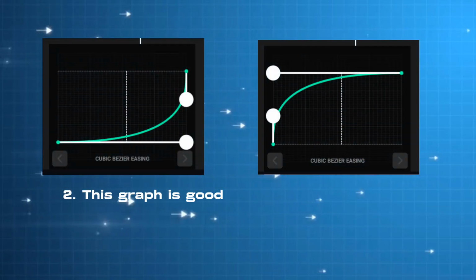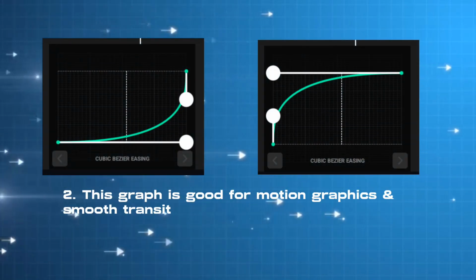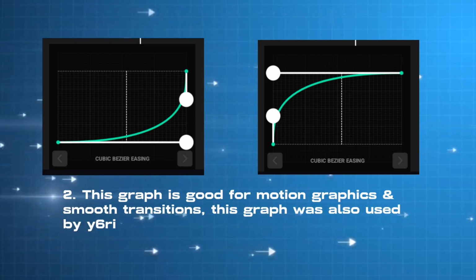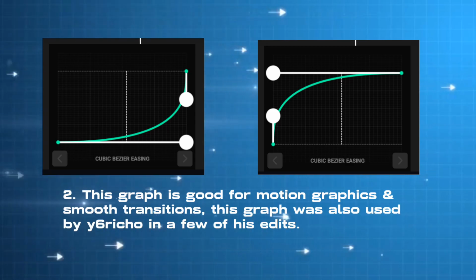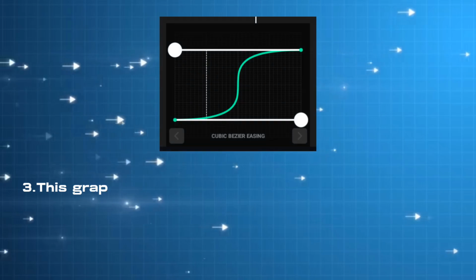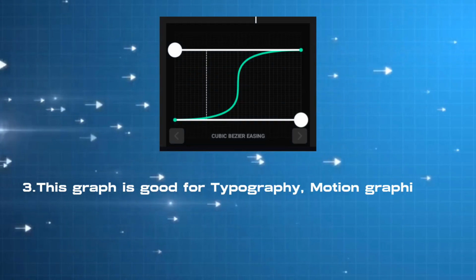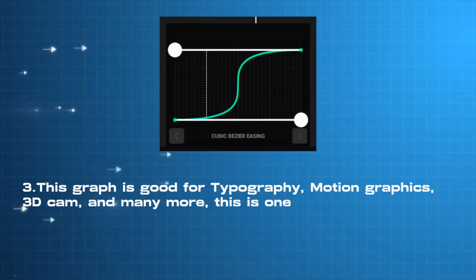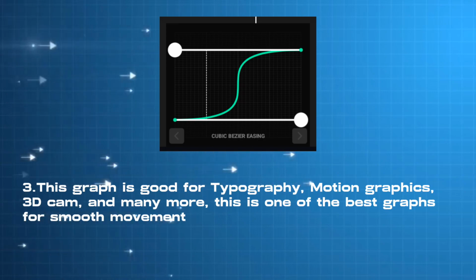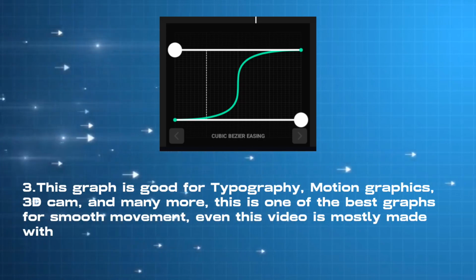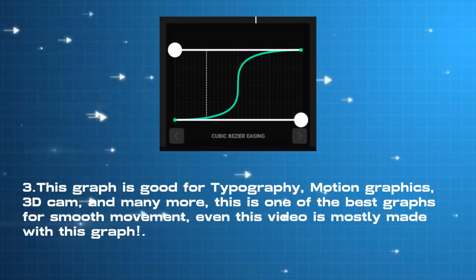Number 2. This type of graph is good for motion graphics and smooth transitions. This graph is also used by Aowa in a few of his edits. Number 3. This graph is good for typography, motion graphics, 3D camera, and many more. This is one of the best graphs for smooth movement. Even this video is mostly made with this graph.